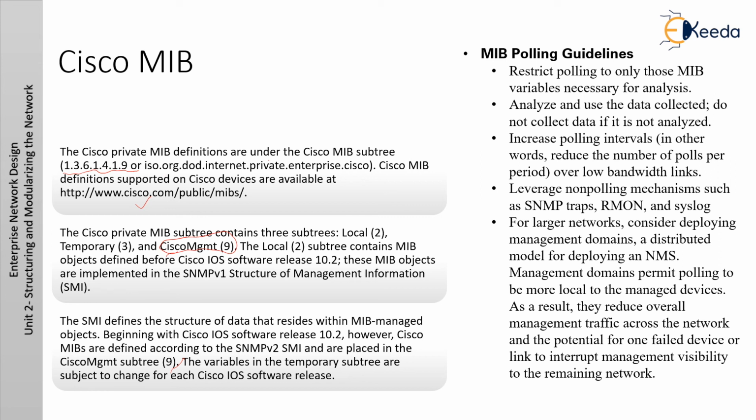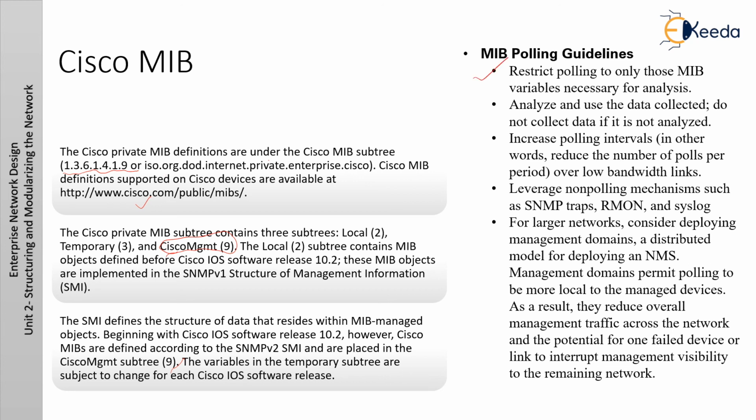Now come to polling guidelines. What are the things associated with polling? Monitoring a network using SNMP requires that the NMS poll each managed device on a periodic basis to determine its status. Frequently polling many devices or MIB variables on a device across a network to a central NMS might result in performance issues, including congestion on slower links or at the NMS connection, or overwhelming the NMS resources when processing all the collected data. So there are recommended guidelines.